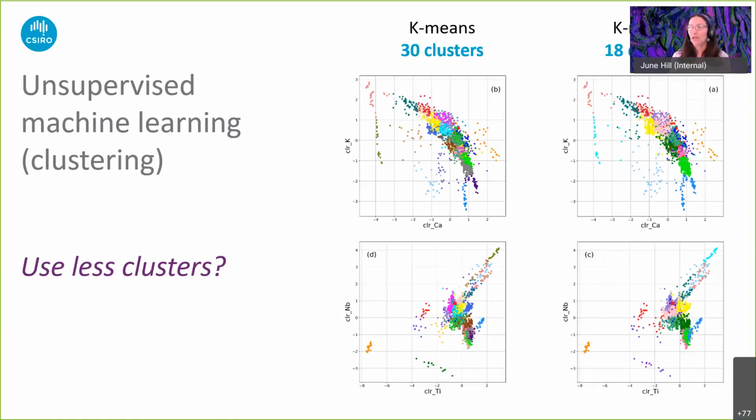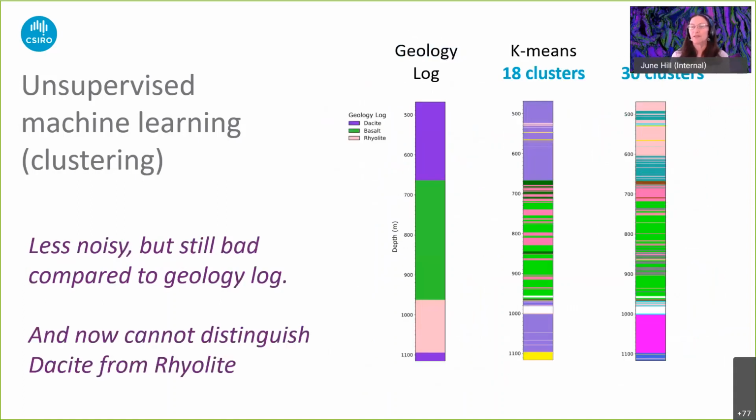Okay, now let's plot that down whole and compare it. So again, we've got the geology log. Then the first one is the k-means with 18 clusters, and the second one was our original one with 30 clusters. And you can see that we have got rid of some noise, but actually it's still very noisy.